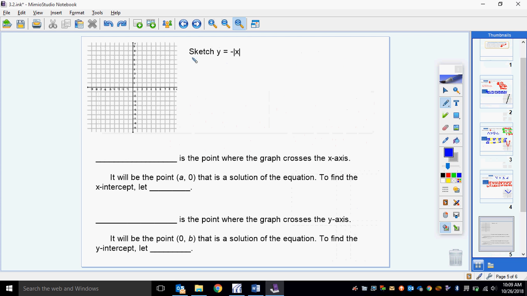Okay, so let's sketch this graph. Here we get to pick our own values. So let's again make sure that we pick 0, we can pick negative 1, negative 2, 1, and a positive 2. We won't do as many as they do. And we want to figure out our solution points here.